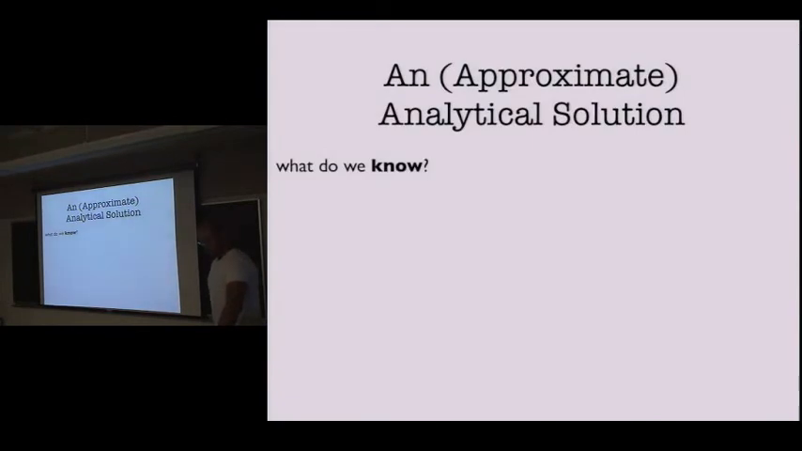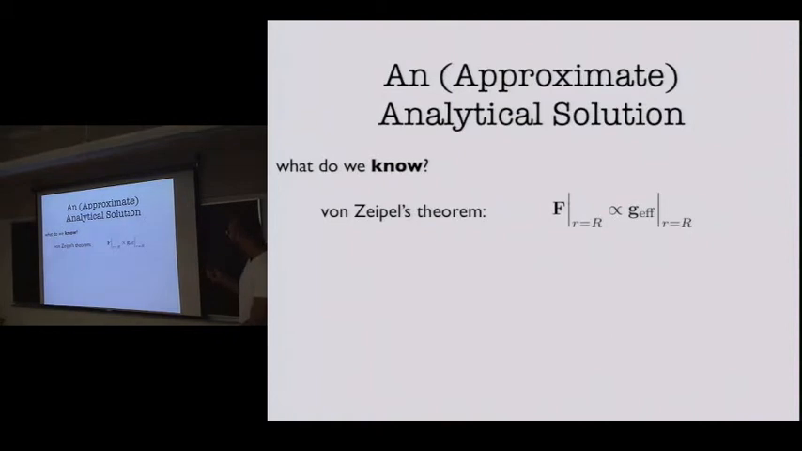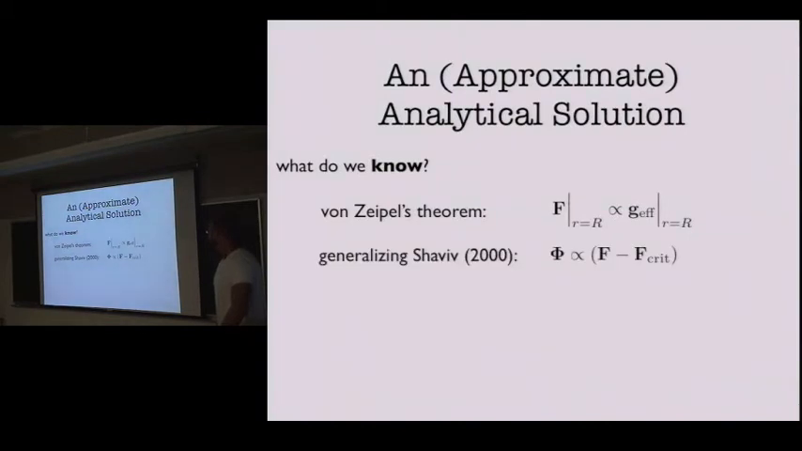And what do we know? Well, the key ingredient here is von Zeipel's theorem. Von Zeipel said a lot of things, but the relevant one to this case is that the flux is proportional to the effective gravity. The caveat is that this is true for a steady state solution. Generalizing Shaviv, who found that the mass flux is proportional to the difference between the flux and the Eddington flux, the generalization here is the difference between the flux and the critical flux, where the critical flux takes into account rotation as well.